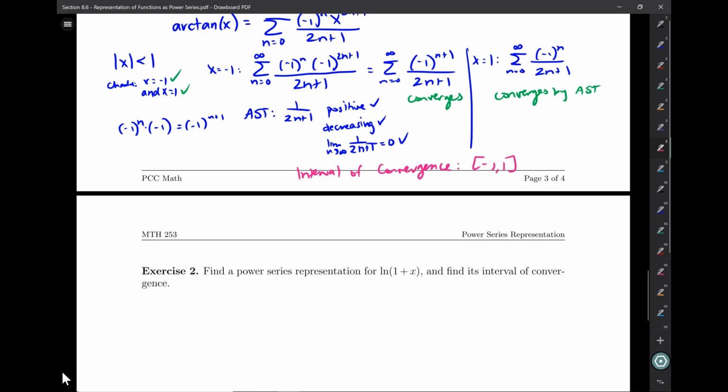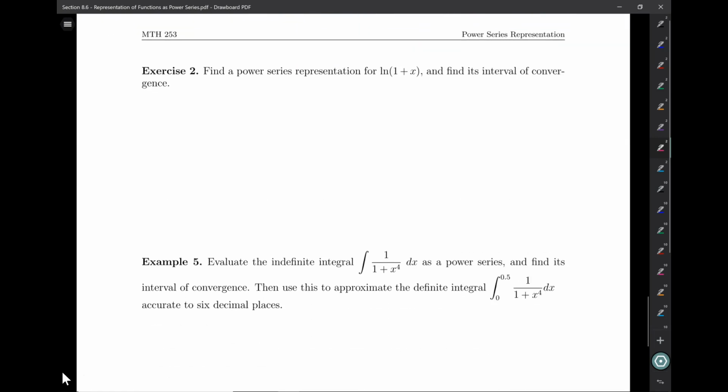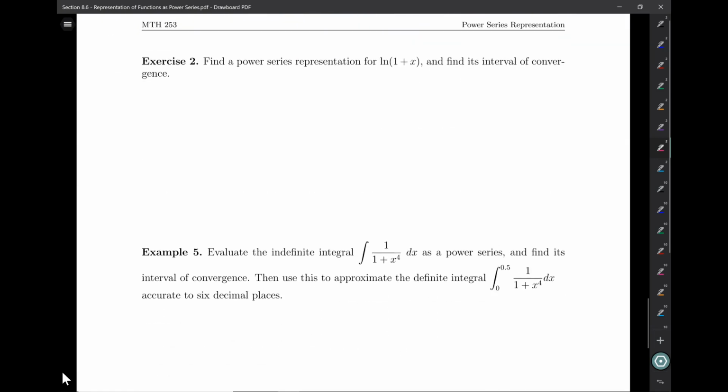Okay, here's an opportunity for you to try one. Find a power series representation for the natural log of 1 plus x. Now, the instructions here are somewhat limited. So if you want a challenge, go ahead and pause it right now and give it a try. If you want a little hint, then keep listening. Okay, again, if you want a challenge, pause and just try it on your own. Okay, here's a little hint if you need one.